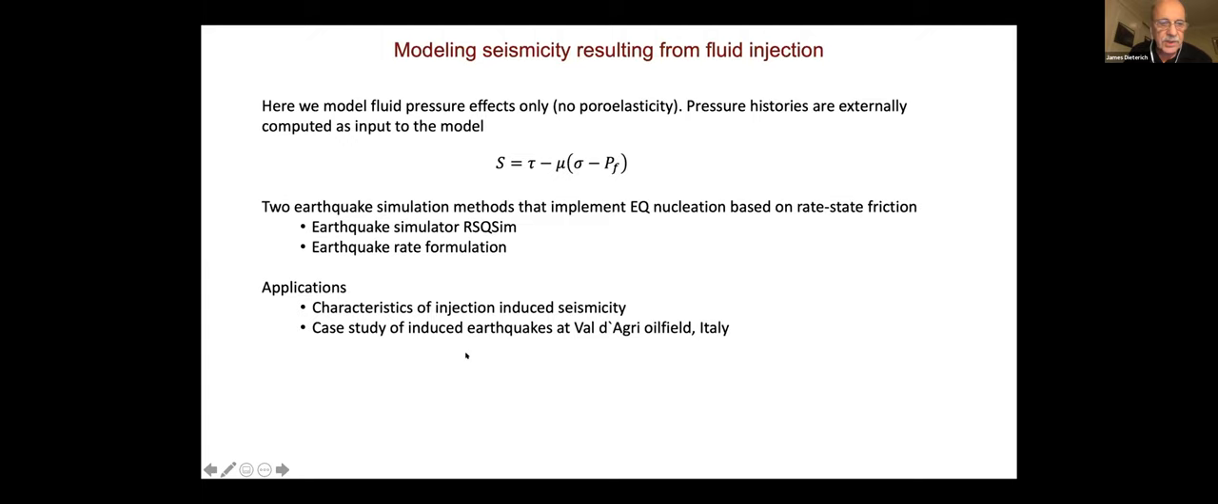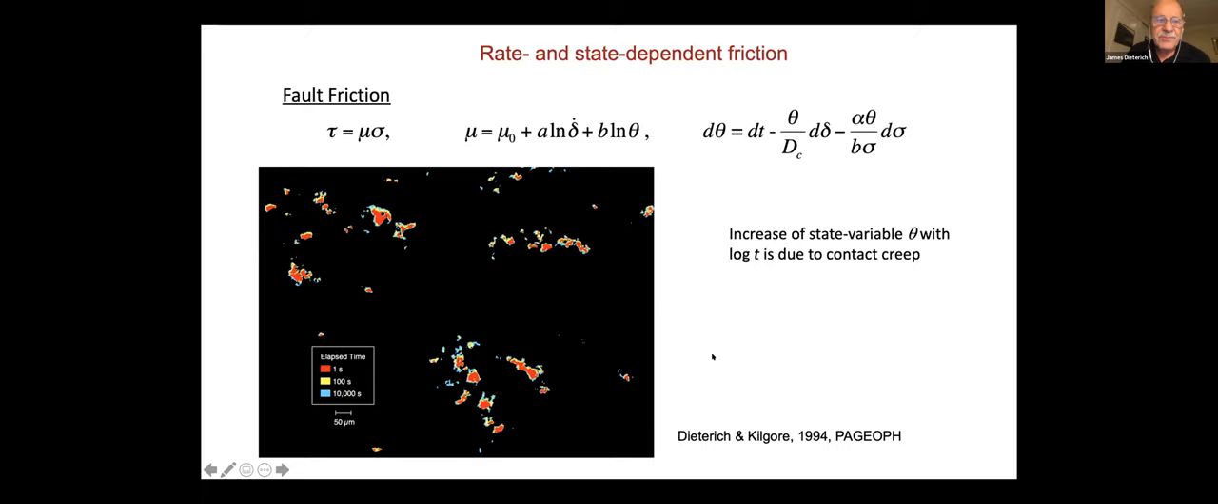So I need to talk a little bit about rate state friction. I'm sorry if some of you have heard this many times before, but the models are based on rate and state dependent friction. It's a laboratory based friction representation in which the coefficient of friction is principally this constant here, mu sub zero, which is the nominal coefficient of friction, plus these perturbation terms proportional to the slip rate and the state variable.